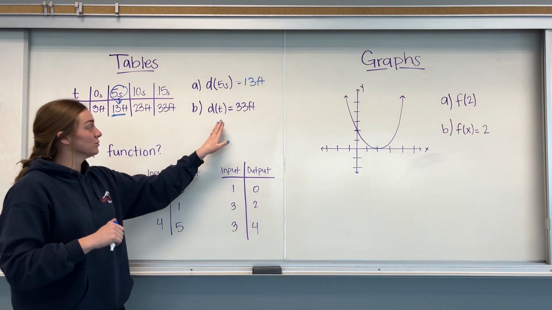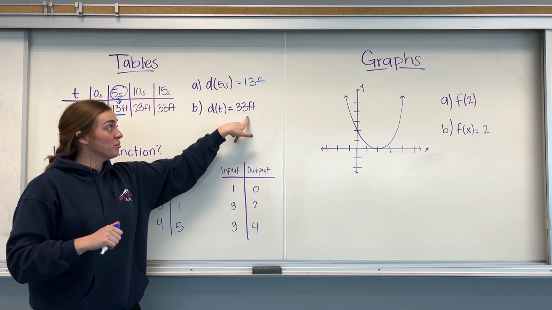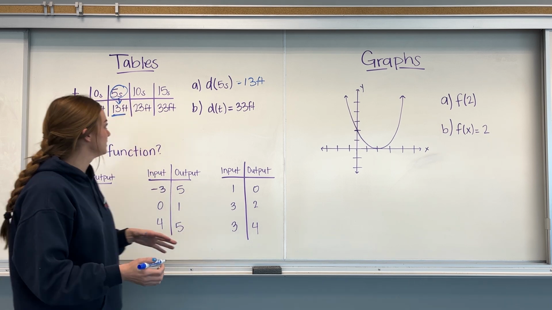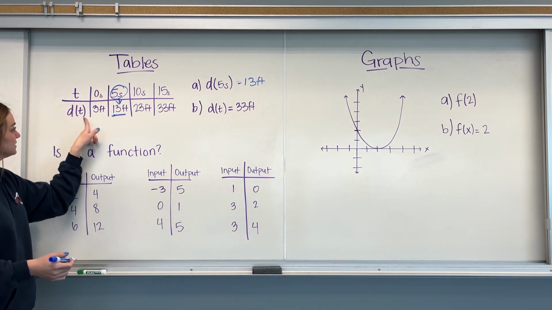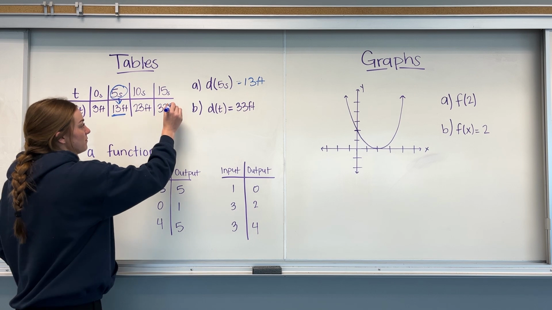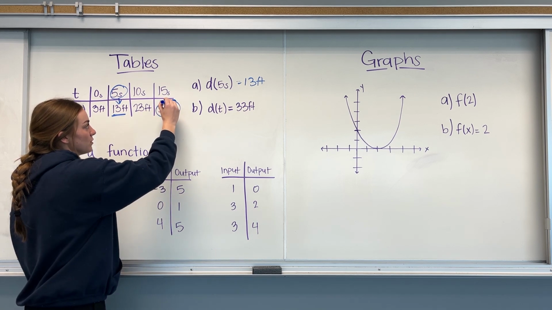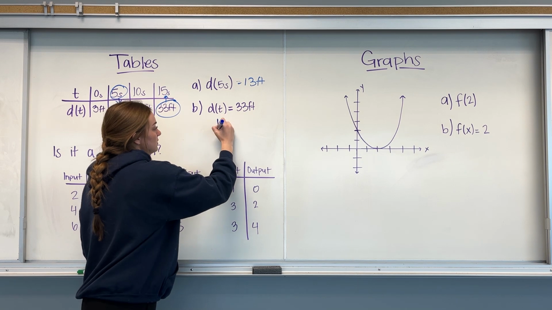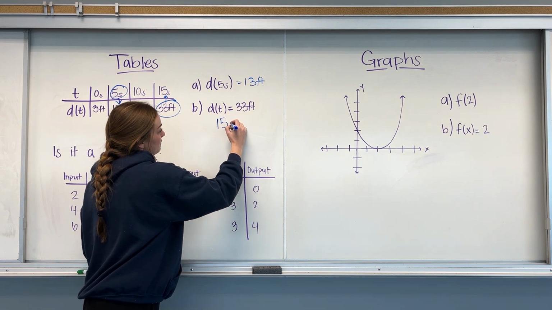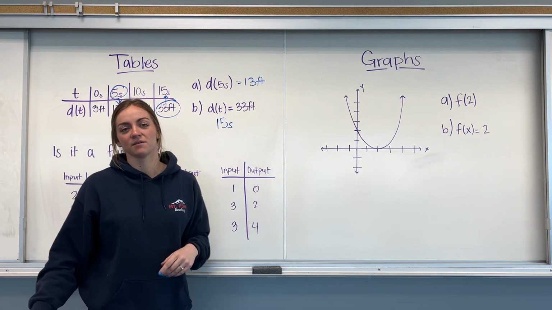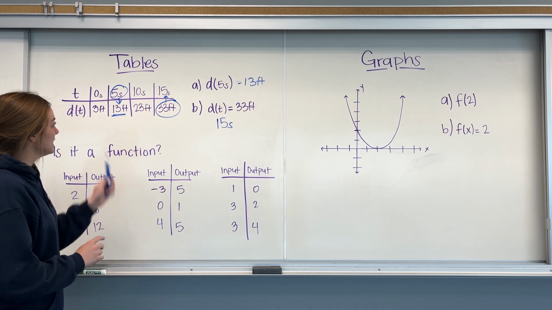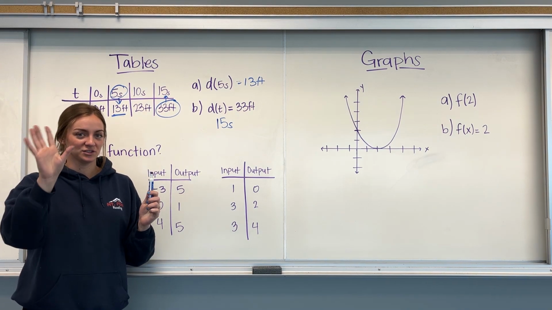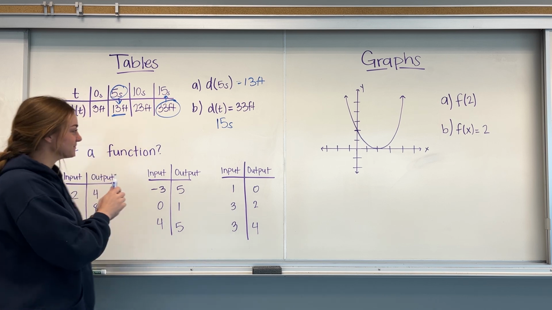And we can do the reverse as well. Let's say our output is 33 feet. Well, how long did it take for this ball to travel 33 feet? Okay, well, we find our distance and we look for 33 feet, and we find it right here, and the corresponding input is just right next to it. So it takes 15 seconds to go 33 feet. So maybe you're rolling it instead of throwing it. I don't know. Anyway, tables are super easy to evaluate. You just find the input, and next to it is its matching output, and vice versa.